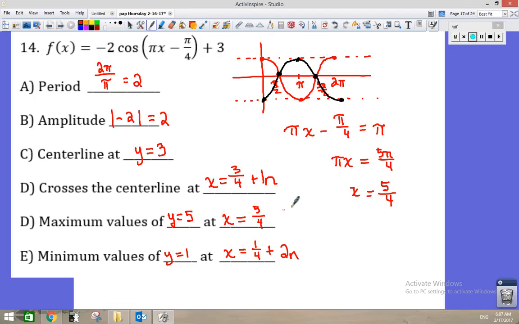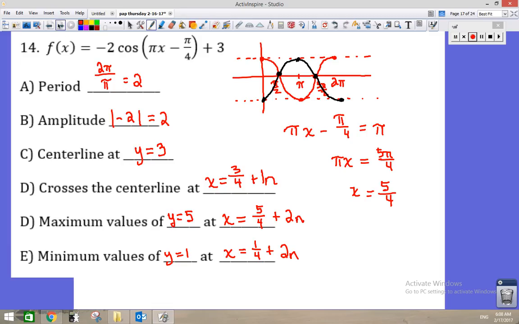And just like the minimum values, the maximum values are separated by a cycle apart, the length of the period. So this will be 2n. Now, it's hard to read my writing there. This should be a 5. Alright, so I hope that helps.